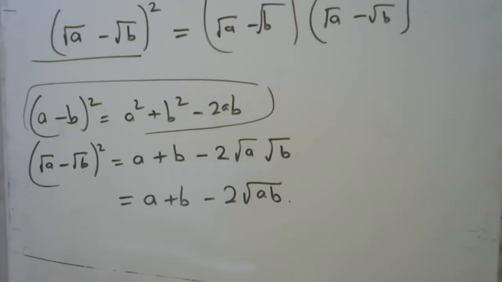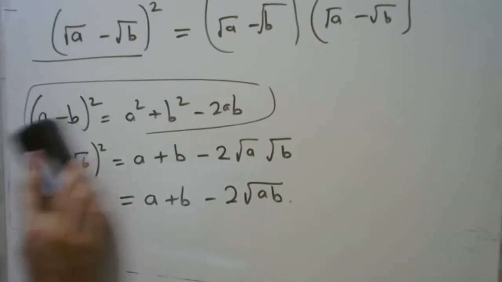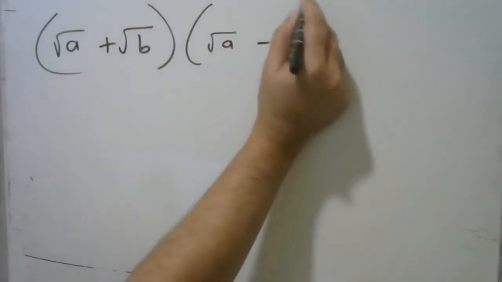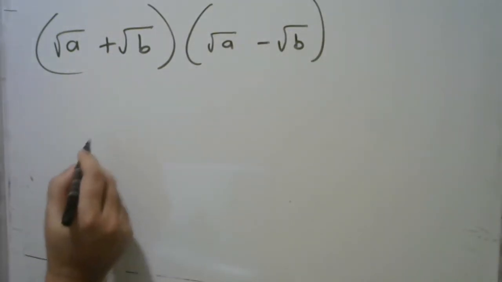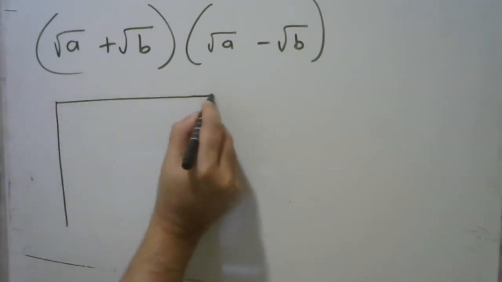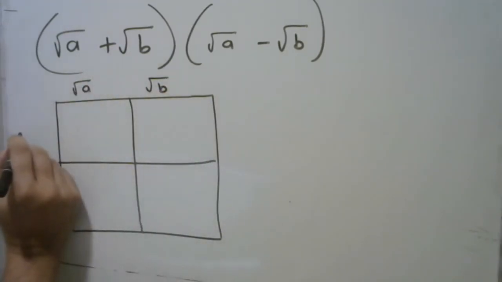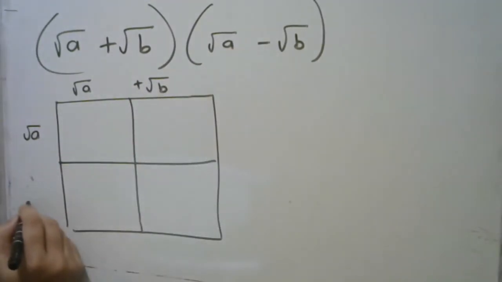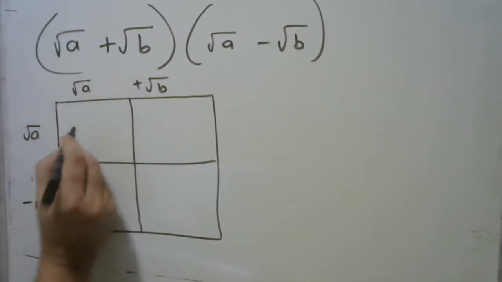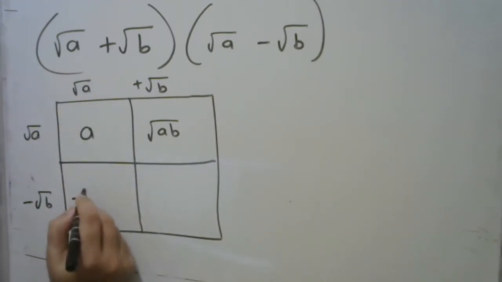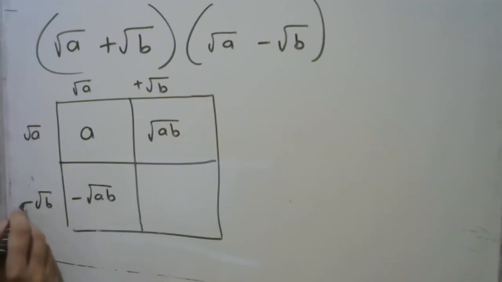All right, now I'll look at one more scenario. Root of a plus root of b times root of a minus root of b. What is this equal to? So we go with the grid method. Root of a plus root of b, root of a, this is plus root of b, this is minus root of b. This here is a, this is root ab, this is negative by positive, so negative root ab. This is negative by positive is negative, but root of b by root of b is b.